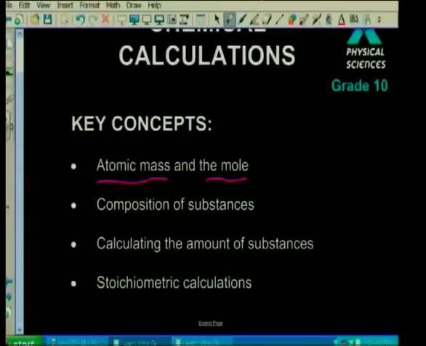It's also linked to volume, and we're going to remind ourselves about volume of gases just now. Then we're going to say to ourselves, well, let's use these ideas on the mole to talk about composition of substances and ways that we express what goes into different substances. We're going to do some calculation on the amount of substances, and here's a big word, stoichiometric calculations. Now, stoichiometry is simply the idea of applying the conservation of mass, the law of conservation of mass, and using the idea of a balanced equation to do some chemical calculations.